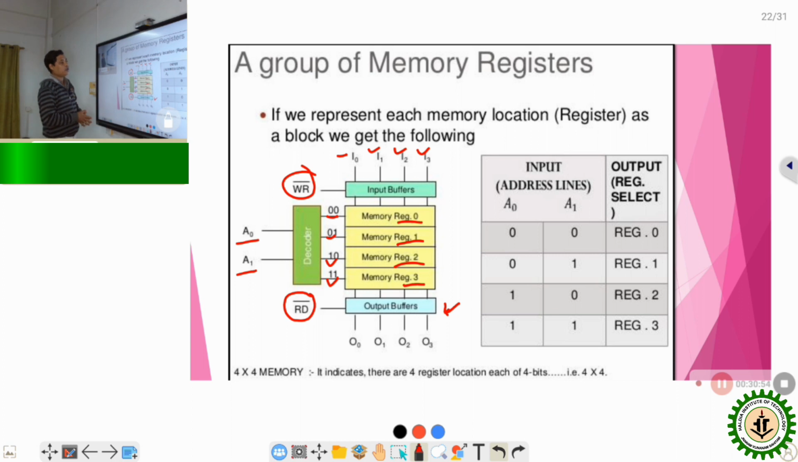So with this we conclude the first phase of memory interfacing. In the next phase we will study how memories of different sizes connect with the microprocessor.